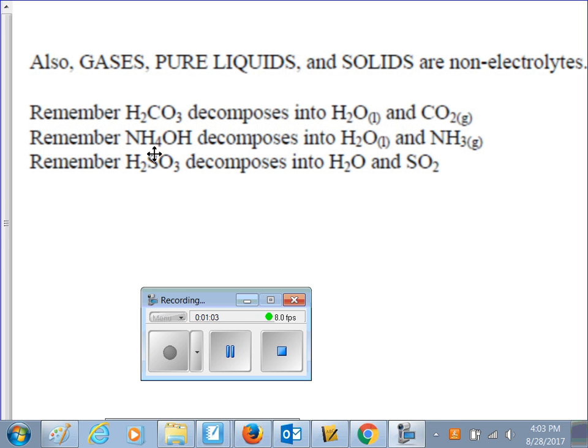Same thing with ammonium hydroxide. If you see that as a product, go ahead and decompose it into liquid water and ammonia gas. Okay?